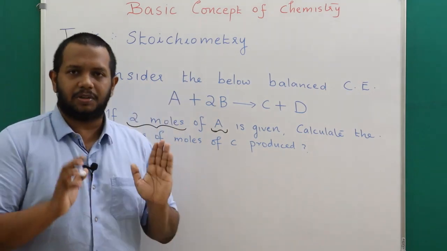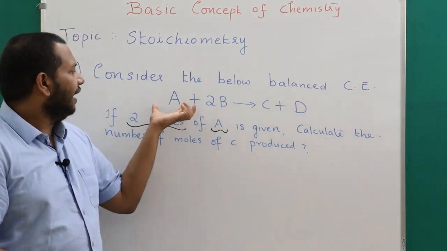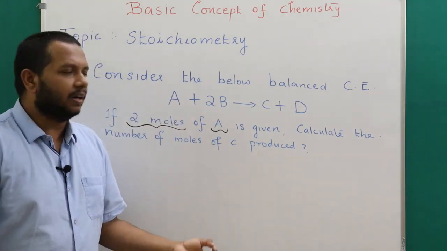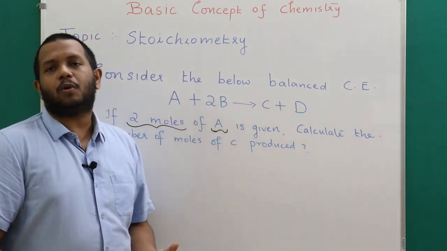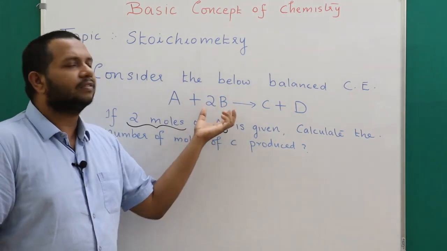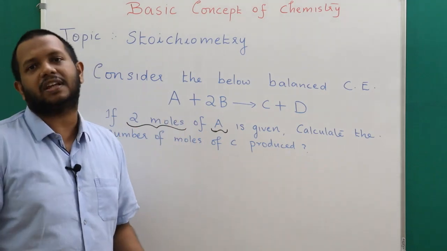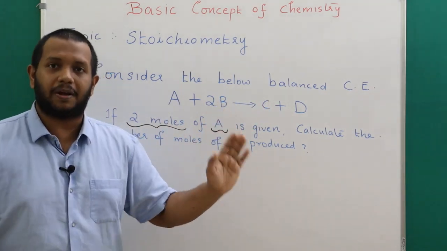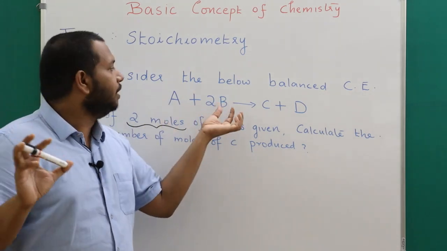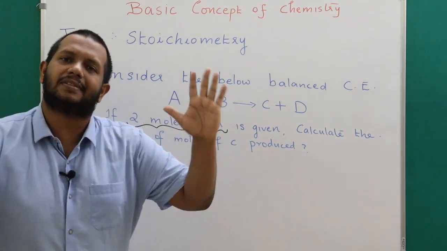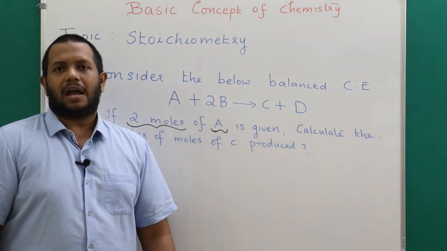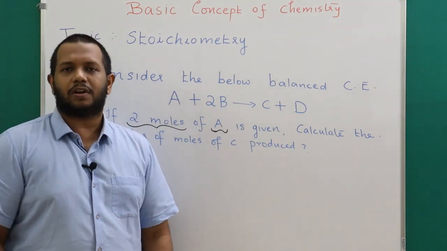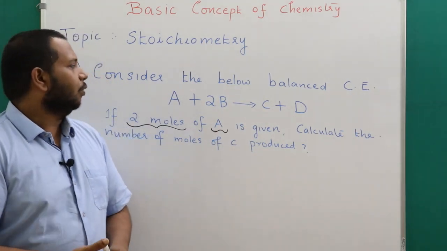So the concept here is very simple. Only the quantity of A is given and you need to know how many moles of C are produced. If B's quantity is not given for preparing C, don't think that you cannot prepare it. Please assume that B is available in excess. As much B as needed is available. Don't worry about B then. Now what is the first step?